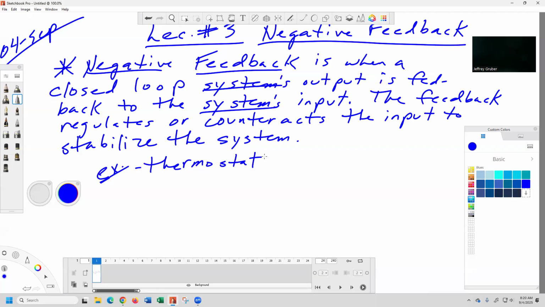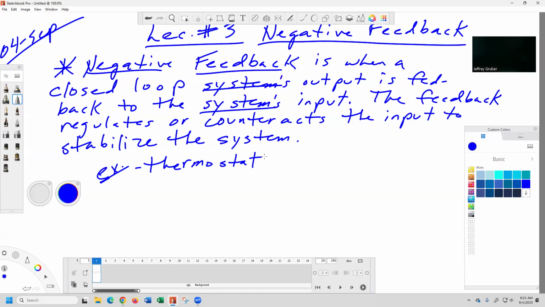An open loop system would be if I turned it to 70 degrees, the furnace has no way to sense what the temperature in the room is. It'll just stay on. That's open loop. It's just going to keep heating the room up indefinitely until you run over and turn the furnace off.